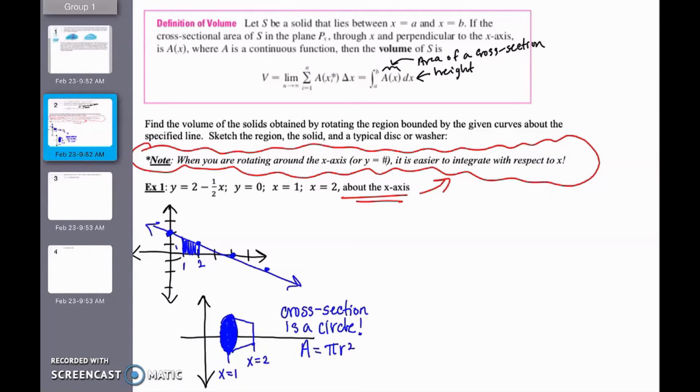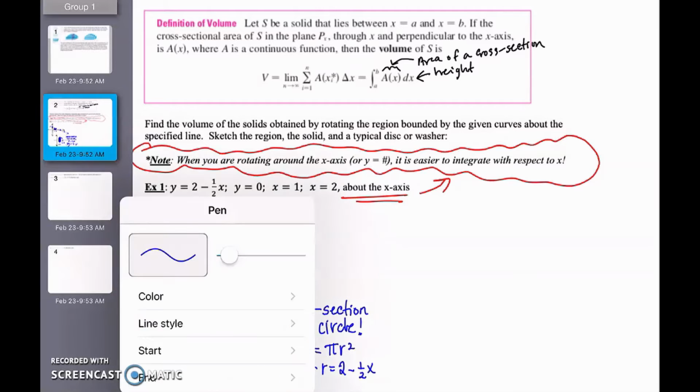Well, when we look at our picture, here we've got the circle, right? And so the radius would be this distance from here to here. Again, our radius is not constant. It's changing as we go from x equals 1 to x equals 2. But the radius is equal to that function y equals 2 minus 1/2 x. So our radius is 2 minus 1/2 x.